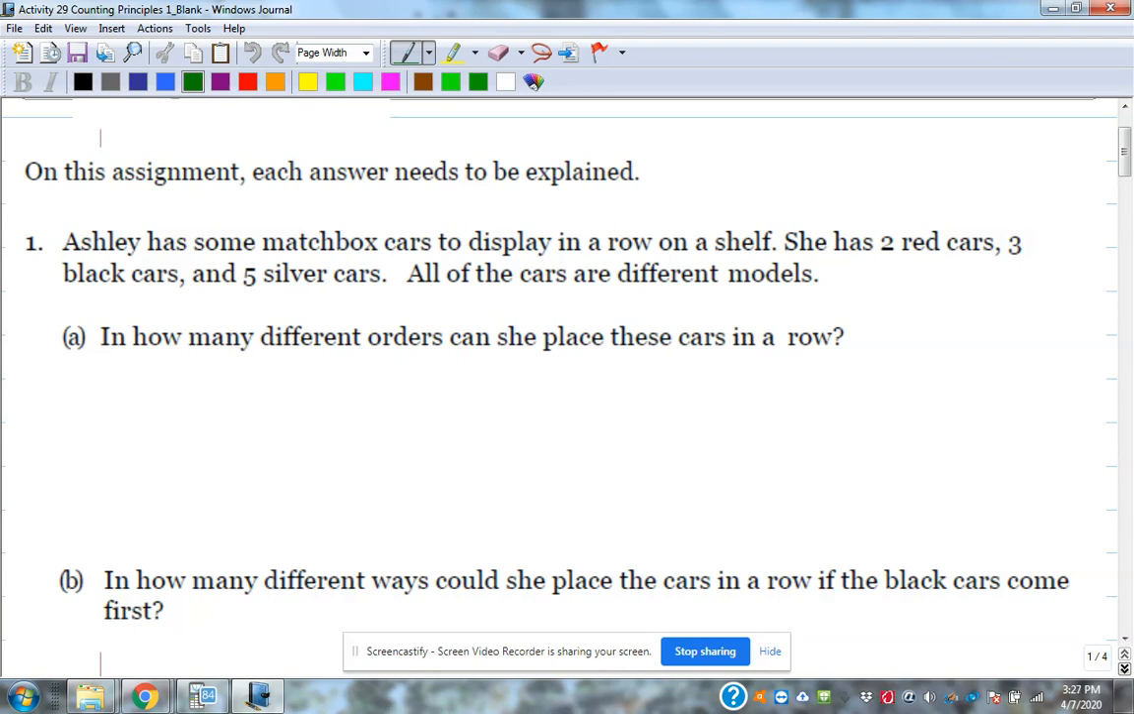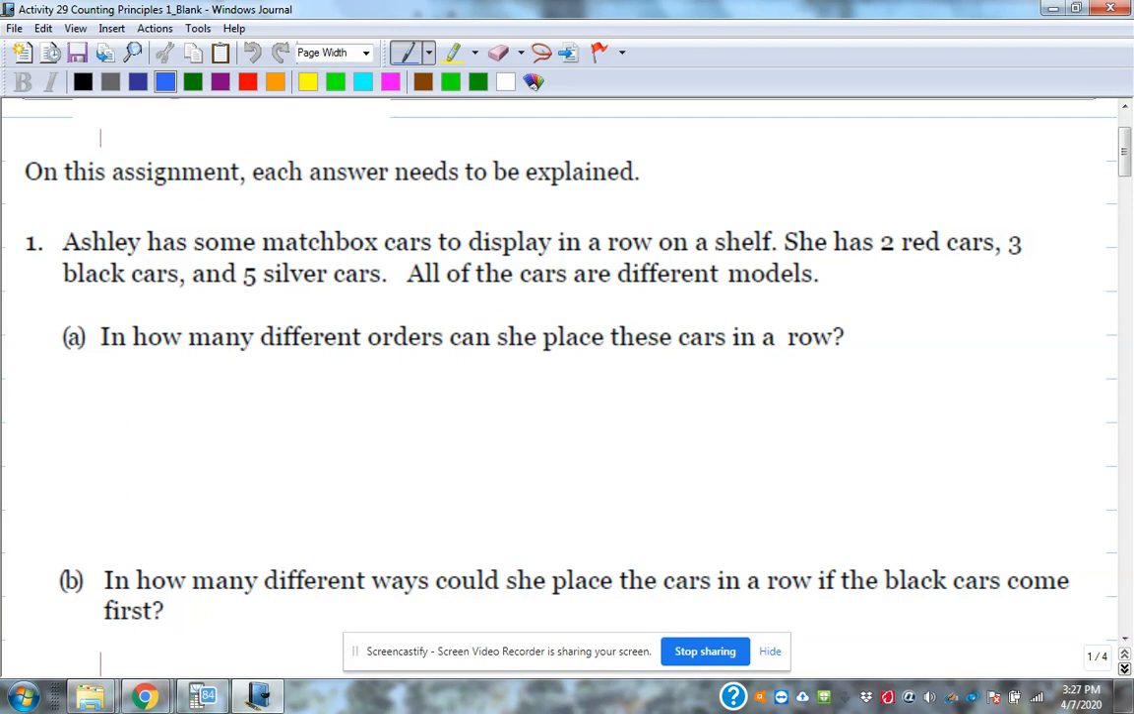And a lot of what we need to use in our explanation are going to be things that I say and things that you would need to write down in that. So Ashley has some matchbox cars to display in a row on a shelf. She has 2 red cars, 3 black cars, and 5 silver cars. All of the cars are different models. So even though they're the same color, they are different cars. So there's no repeated cars here. And how many different orders can she place the cars in a row?